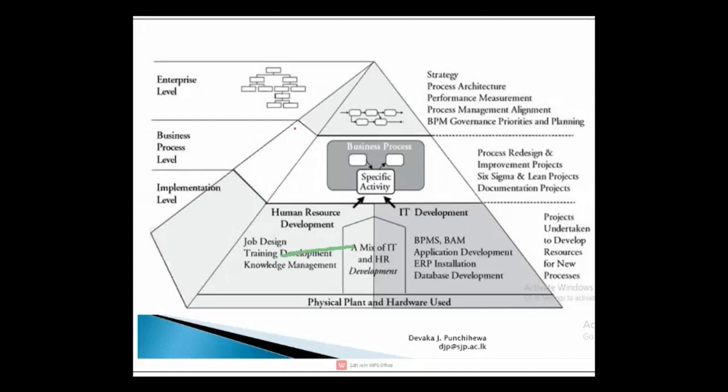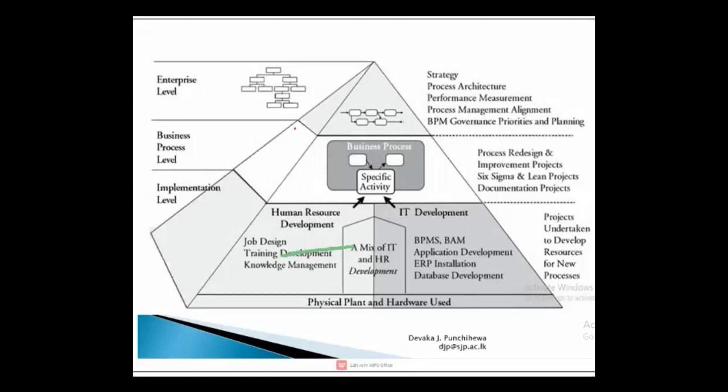Then the process management alignment, how to align these different processes with other available processes. Then the BPM governance, priorities and planning: how to govern these business process management processes within the organization, how to prioritize and plan that, again decided by the top level managers.